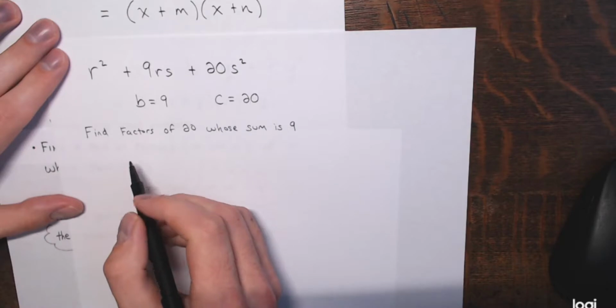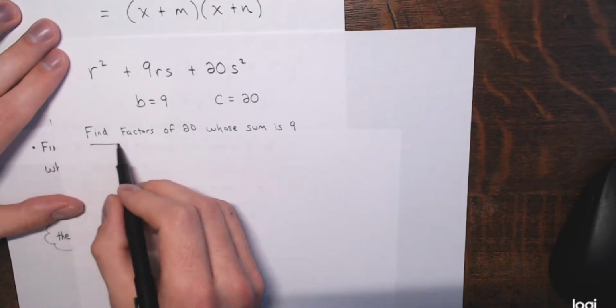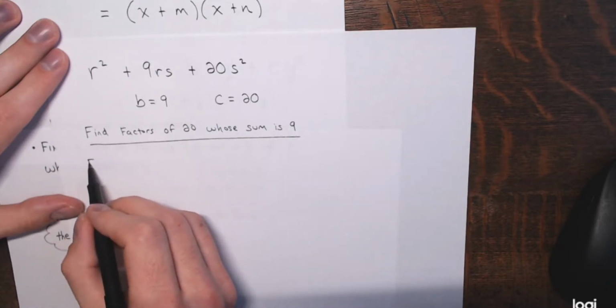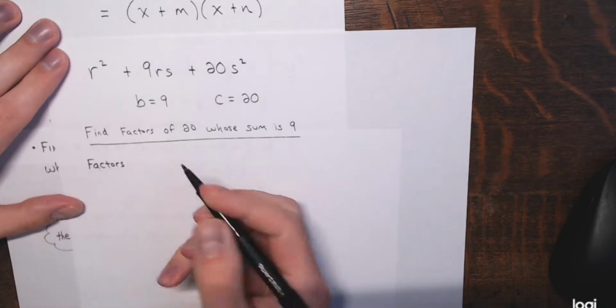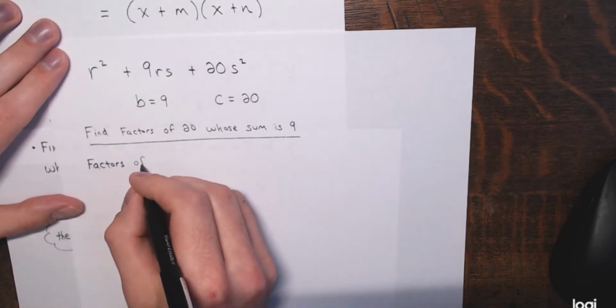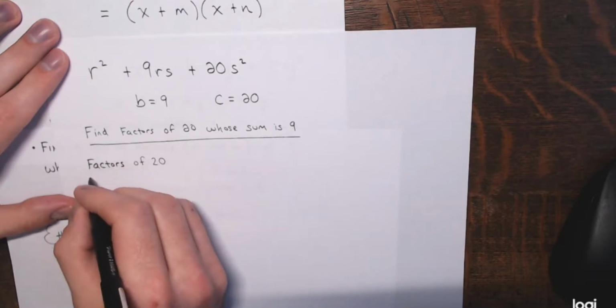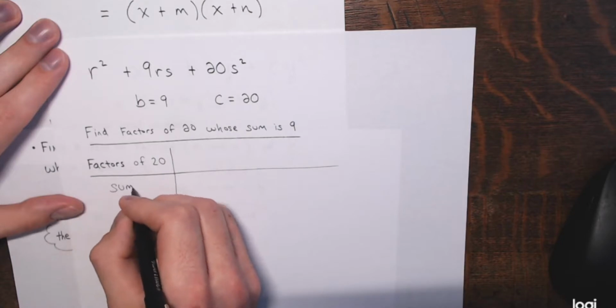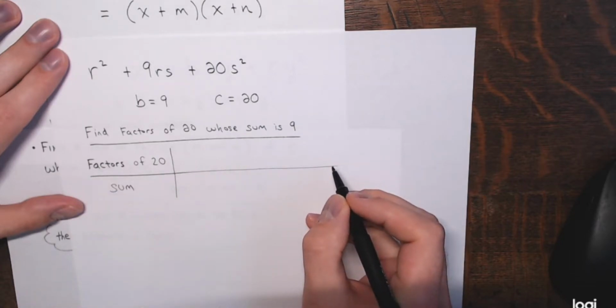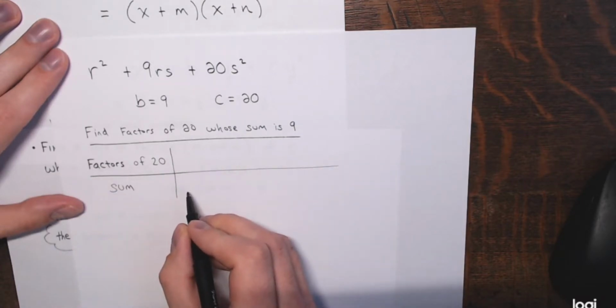So we could do this. All right. Now, if you already know what they are, just use them. But sometimes I'll make a table like this. Here are some factors of 20 and their sum. Write down two numbers that multiply to be 20, and then what do they add up to?